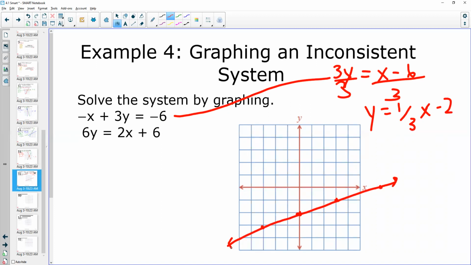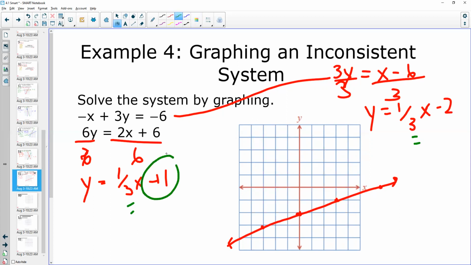And then let's try this one. Everybody gets divided by 6. I didn't have to move any x's, so I get y equals 1/3 x plus 1. So what I see right here is these guys have the same slope, but they don't have the same y-intercept, and that's going to be something you notice eventually. So I'm going to see this guy goes at 1. He goes up 1 over 3, up 1 over 3.